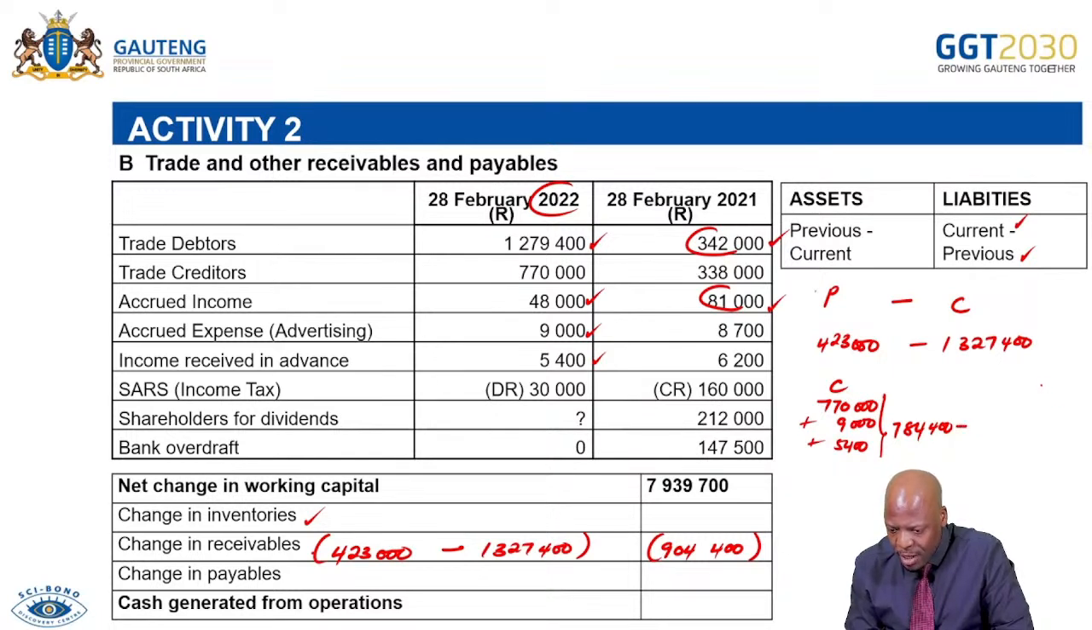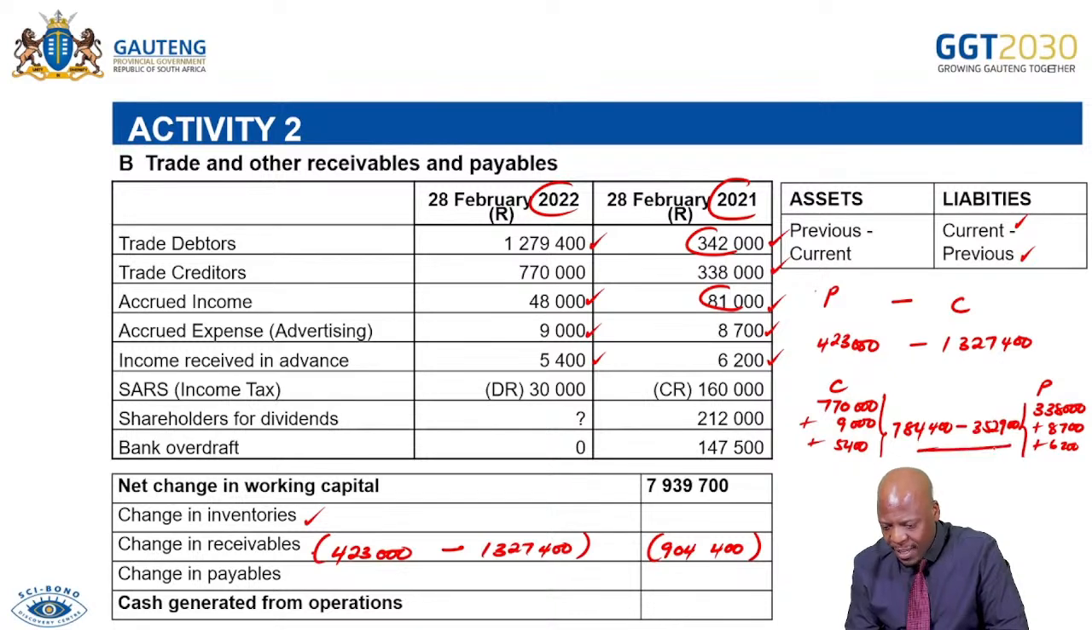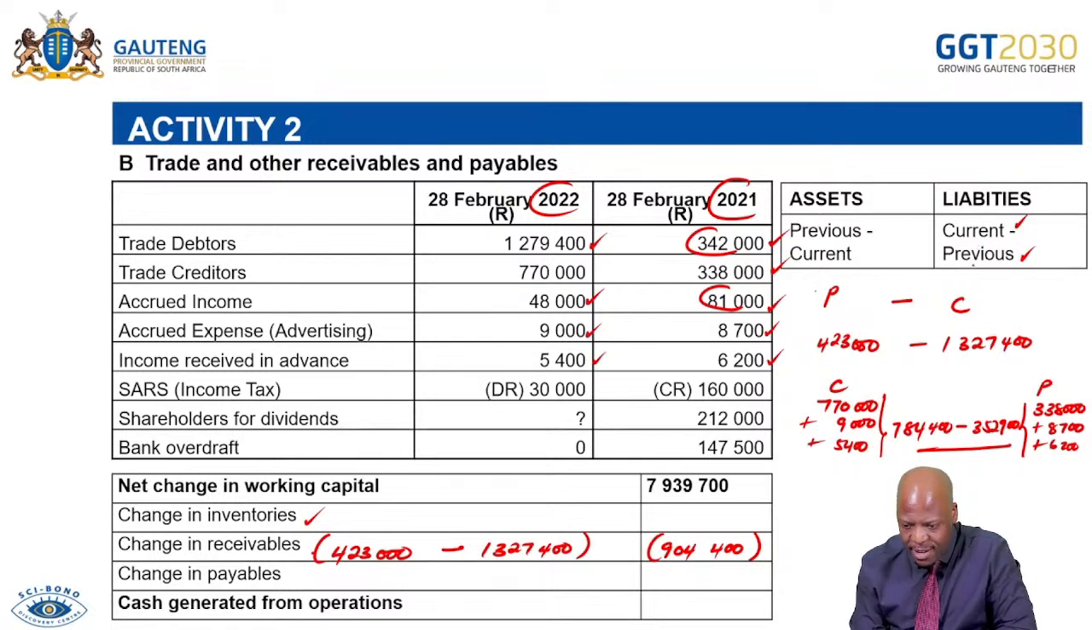All right. Then you now compare it with our previous. Our previous year is 2021. So you're going to take your trade creditors, which is 338,000. We add the same as we did here. What do we take first? Your accrued expense, which is 8,700. Then what else do you add? Income received in advance, plus 6,200. Once we add these, how much do we then get? We get 352,900. Okay, so once we have these figures, then we can bring in our calculators. Remember, in this case, we are now saying it is previous minus current. So when I come here, I'm going to say, how much is my previous?